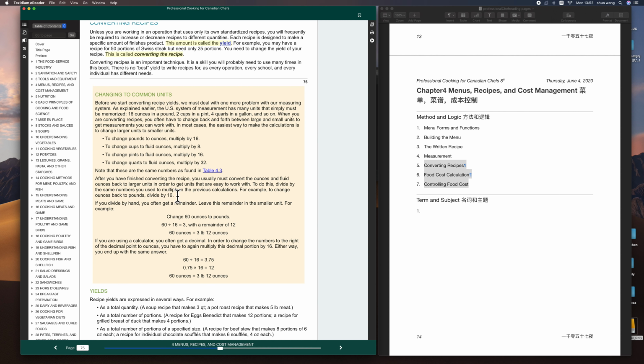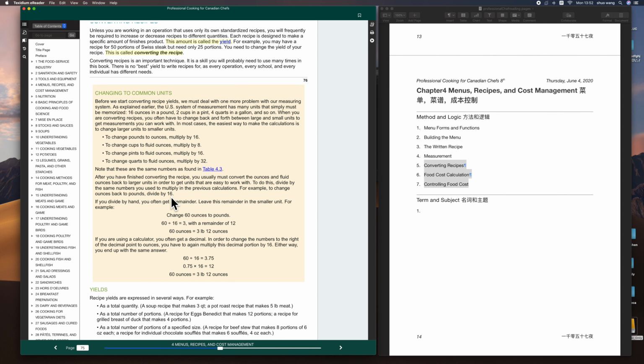After you have finished converting the recipe, you usually must convert the ounces and fluid ounces back to larger units in order to get units that are easy to work with. To do this, divide by the same numbers you needed to multiply by in the previous calculations. For example, to change ounces back to pounds, divide by 16. If you divide by hand, you often get a remainder. Leave this remainder in the smaller unit. For example, change 60 ounces to pounds. 60 divided by 16 equals 3 with a remainder of 12. So 60 ounces equals 3 pounds and 12 ounces.